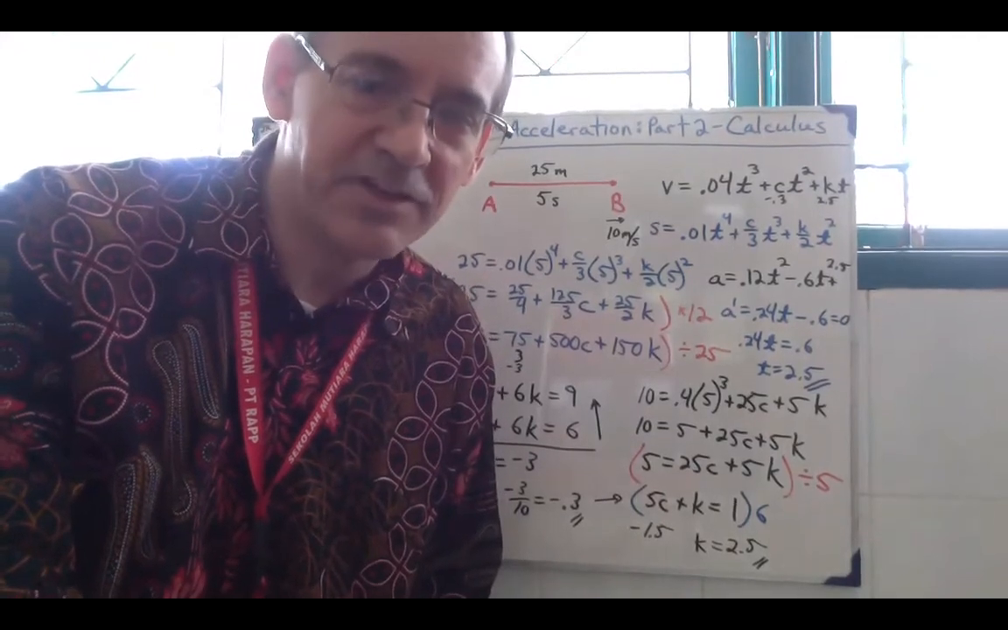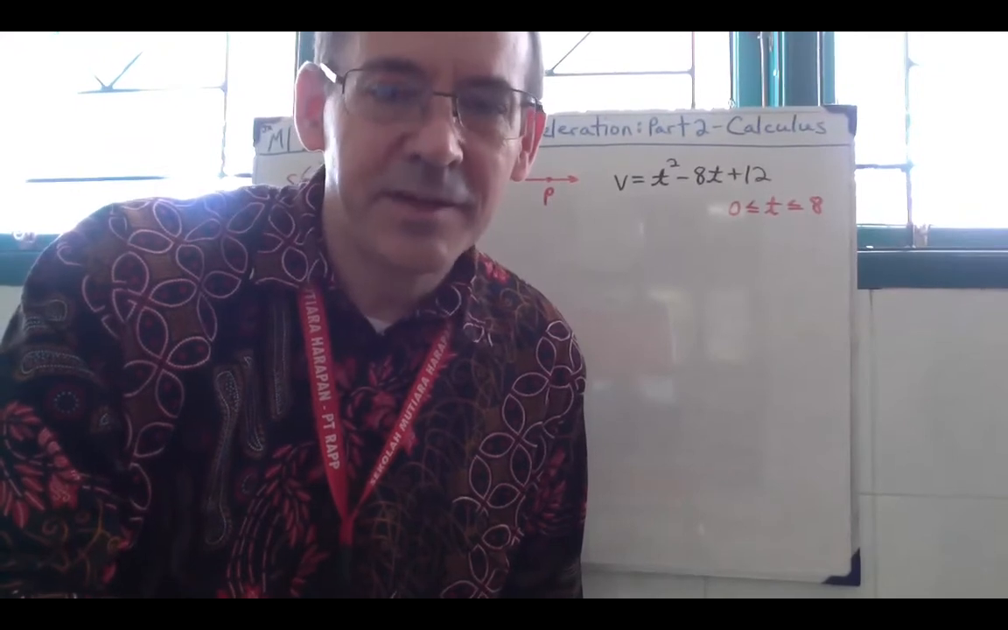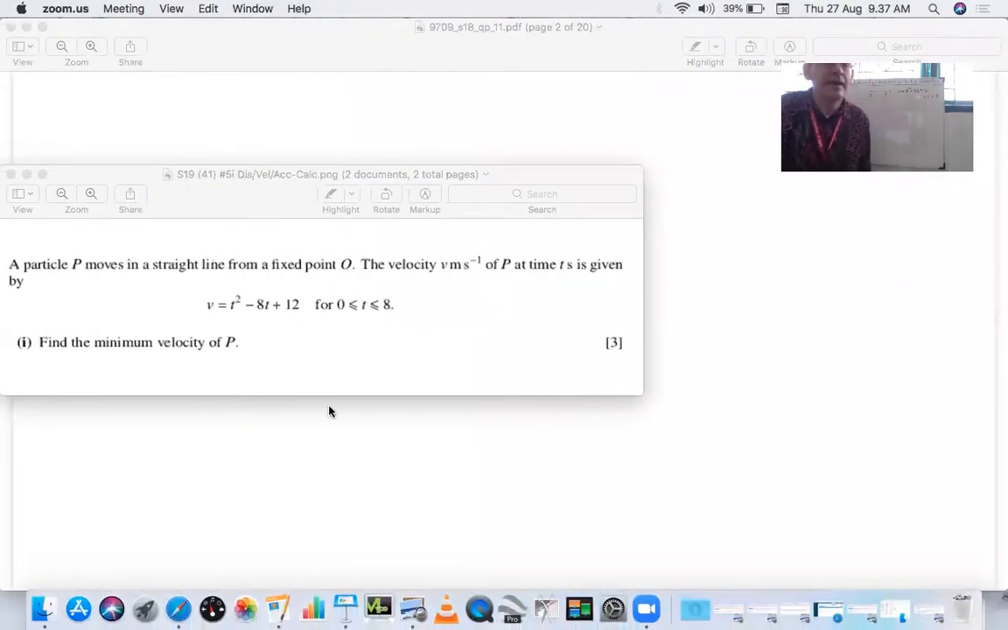Let's move on. Let me set up for the second one. Okay, I've set up the second problem. Let's take a look at it before we get to the board work. It says the particle P moves in a straight line from a fixed point, O, the origin. The velocity, v meters per second, of P at time t is given by the equation here, v equals t squared minus 8t plus 12.